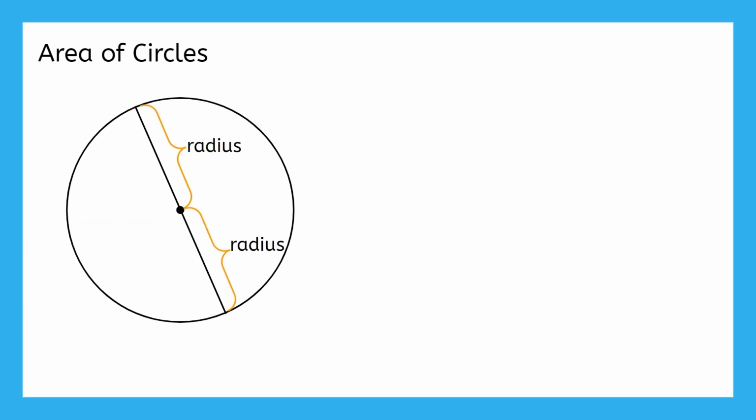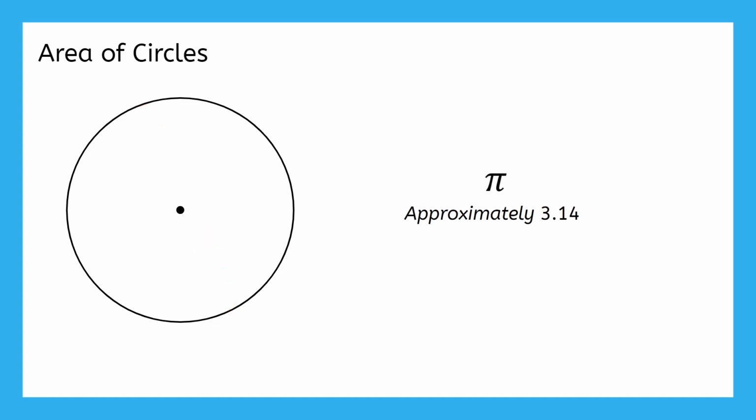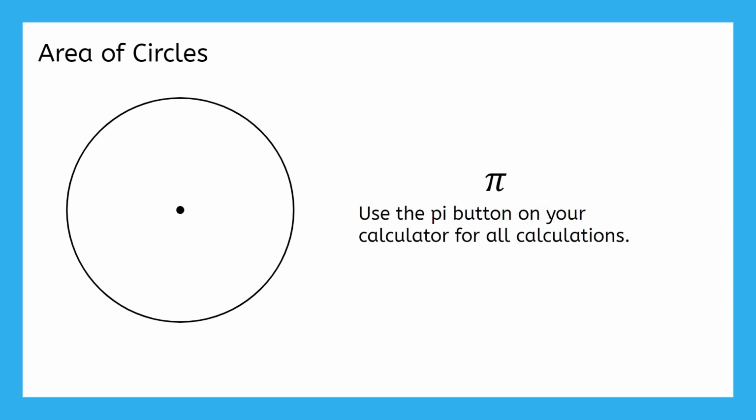We can't talk about circles without talking about pi. Pi is a constant that is approximately 3.14. In this course, you will be expected to use the pi button on your calculator for all of your calculations. This is going to be using the exact value for pi, instead of any rounded approximation, which will ensure that your answers are as accurate as possible.